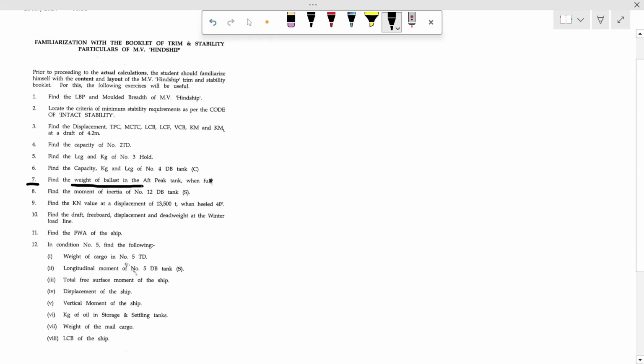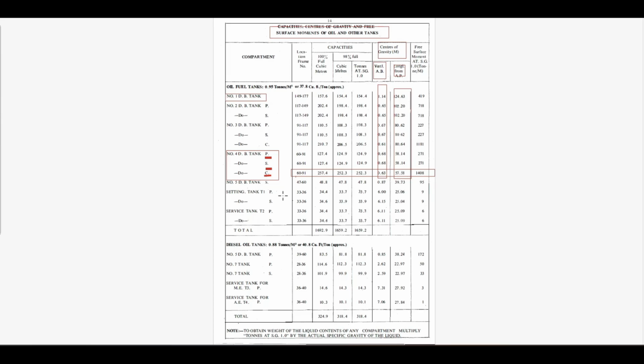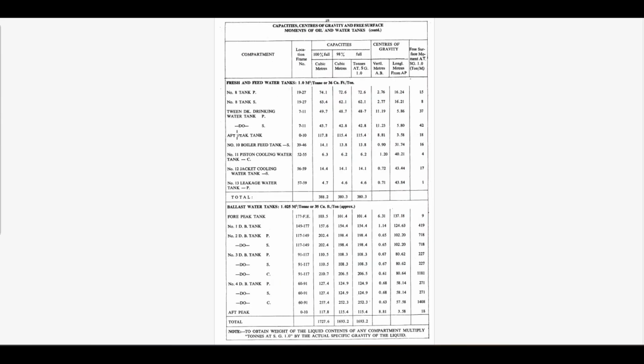Find the weight of ballast in the aft peak tank when it's full. So here they have not given for aft peak tanks. Now go to the next page. So on this page they have given for aft peak tank, which is here, aft peak tank, and the capacity is given here.